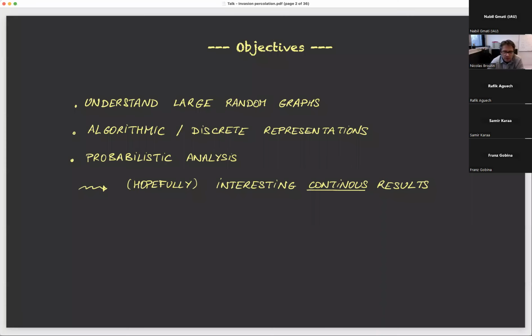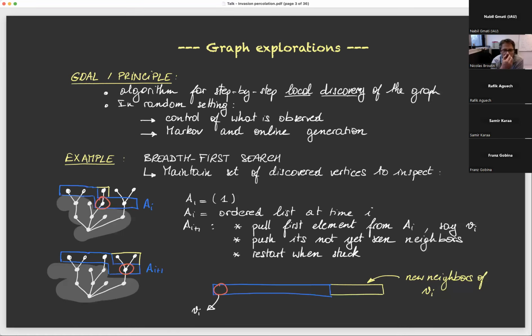Some algorithmic or discrete representations. So you will have to find natural representations where we try to do something, then use probabilistic analysis. And the game is, at least in this talk, to find interesting continuous results. So you want results mostly about the continuous. Okay, so I'll explain one of the main tools, and you will see that basically everything comes from this.